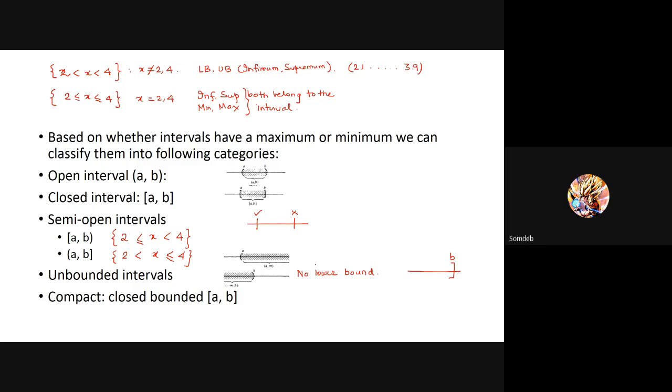Sir, what is the difference between closed interval and compact, closed bounded? This is also my question. Closed interval and compact closed bounded. The last one and the second one, are they different?